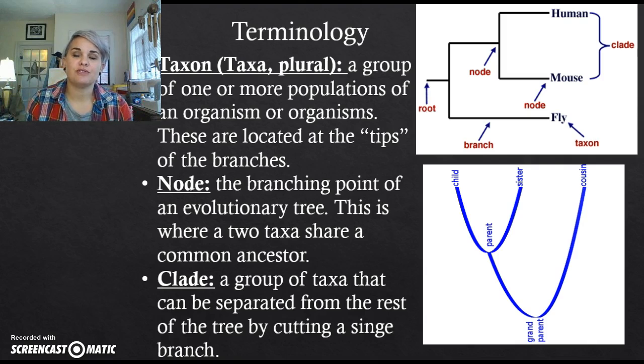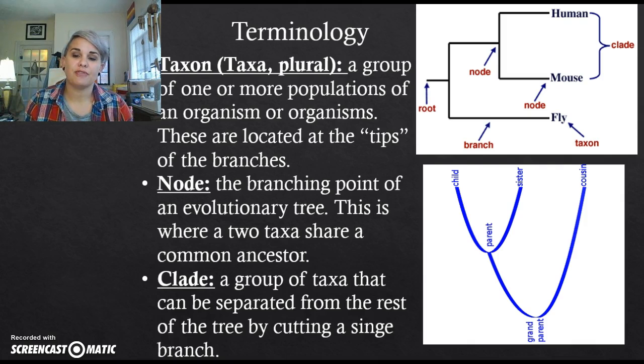And then we have nodes. These are where a branch will break apart and split into two. This is where two taxa share a common ancestor. And then we have a clade, and these are a group of taxa that can be separated from the rest of the tree by cutting a single branch. So you can see that human and mouse represent a clade, and if we were to cut that right below that node, they would stay together. That means that they are more closely related to each other than to, say, the fly.